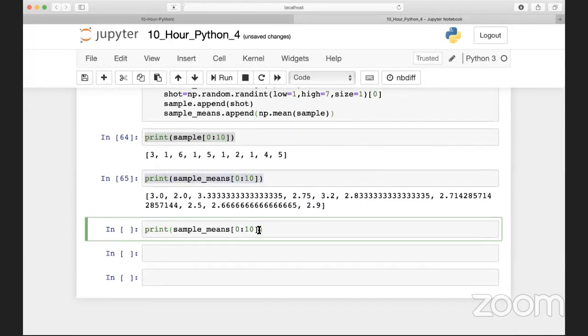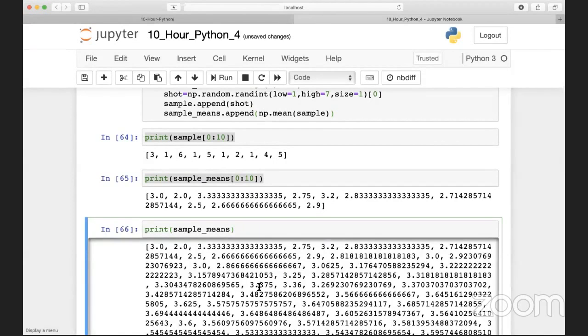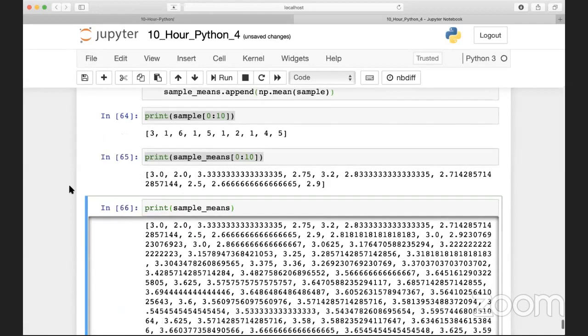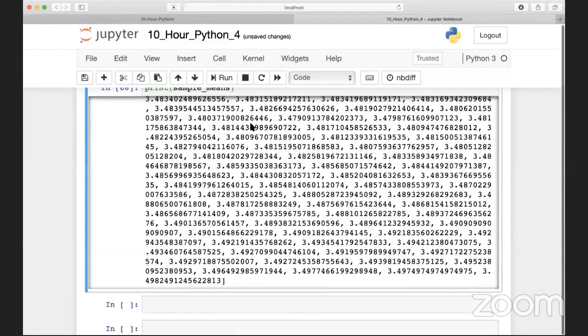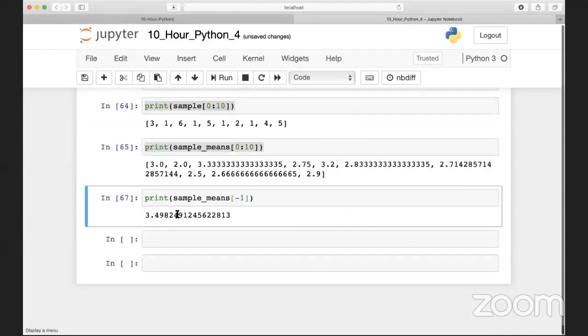Okay, let's continue to increase our observations. So let me delete this and calculate the sample means. So what is the last one? It is 3.49. You see, 3.49. This is the last observation, 3.49.